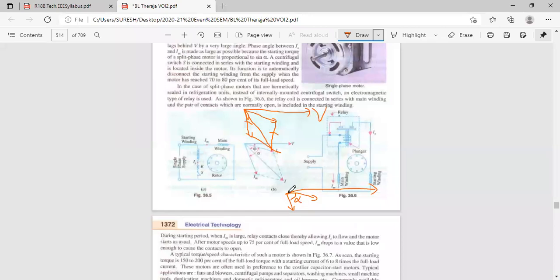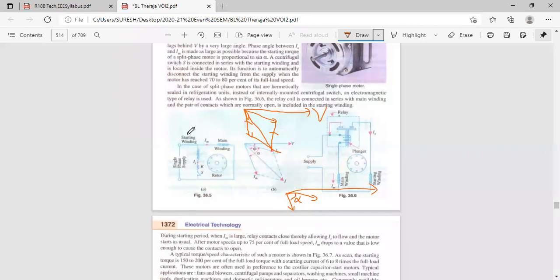Is this clear? Phasor diagram. Now the resultant of IM and IS is I.